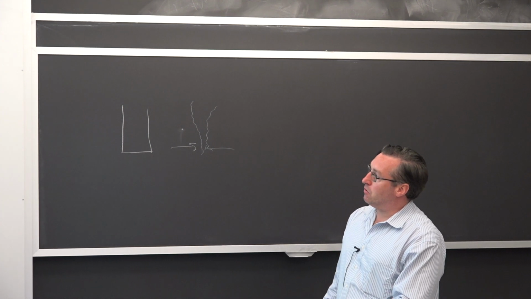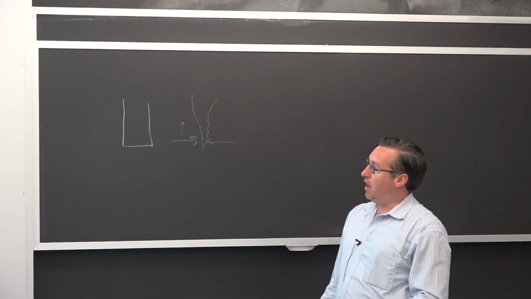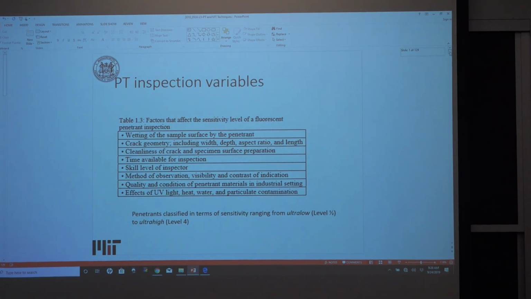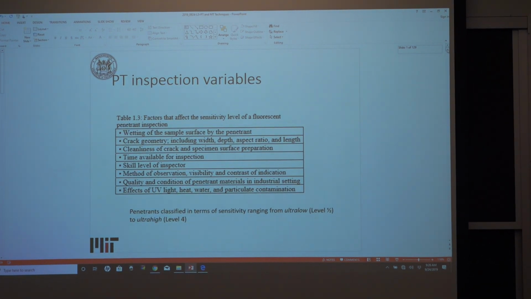And it relates to how deep the flaw is, the aspect ratio, and length, and in the real world, they don't look like this, or they're not side drilled holes. They have various orientations to them.